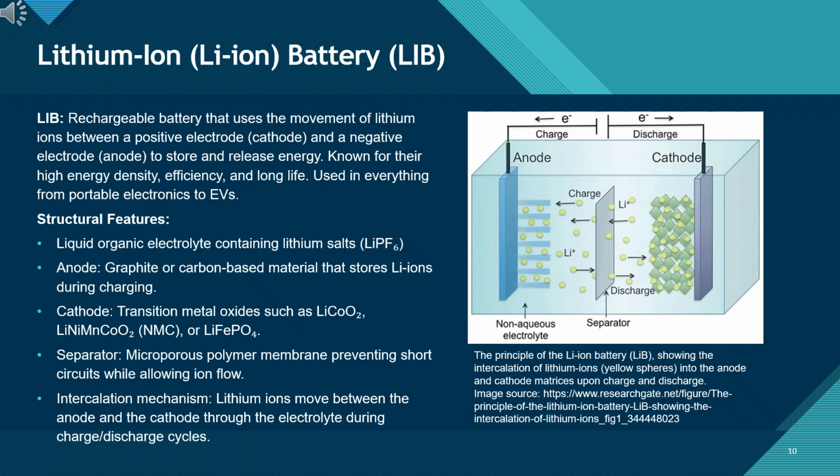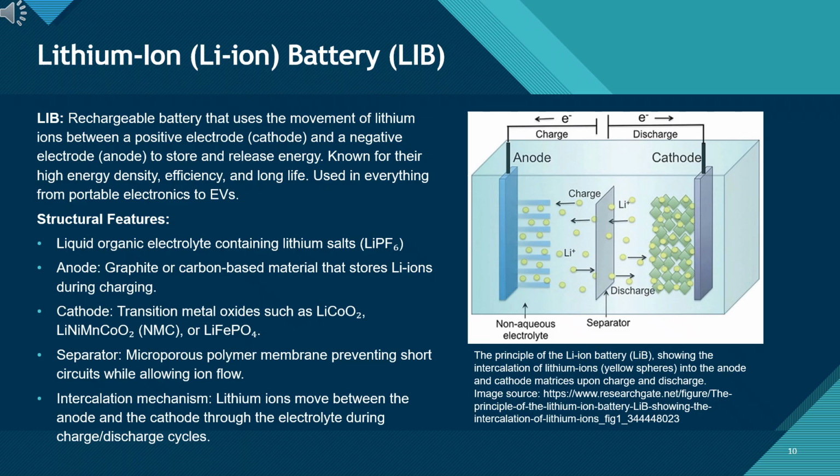The anode, usually made of graphite, stores lithium ions during charging. The cathode is typically a metal oxide, such as LiCoO2 or LiFePO4, which releases lithium ions during charge and receives them during discharge. The electrolyte, a liquid containing lithium salts, carries Li ions between the electrodes. The separator keeps the anode and cathode apart to prevent short circuits while allowing ions to flow freely.